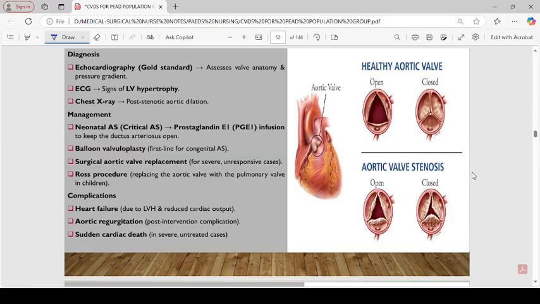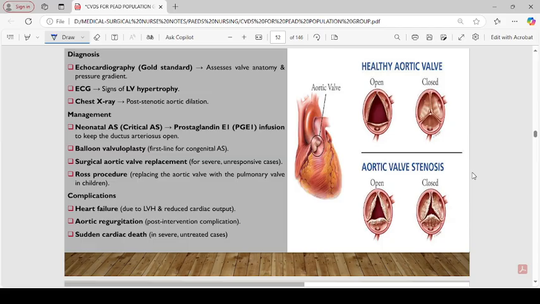On management, you could look at the neonatal aortic valve stenosis. So these are critical aortic valve stenosis. We could do the prostaglandin E1 infusion just to keep the ductus arteriosus open. And we could also do the balloon valvuloplasty, which is the first line for congenital aortic stenosis. And then the surgical aortic valve replacement for severe and unresponsive cases. Then the Ross procedure. This is used to replace the aortic valve with the pulmonary valve in children.